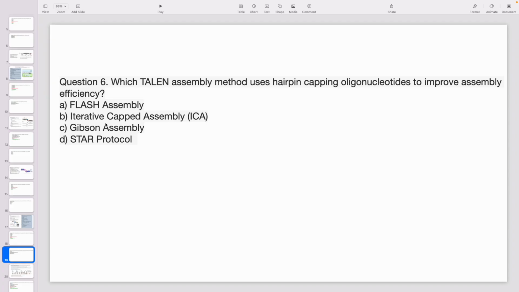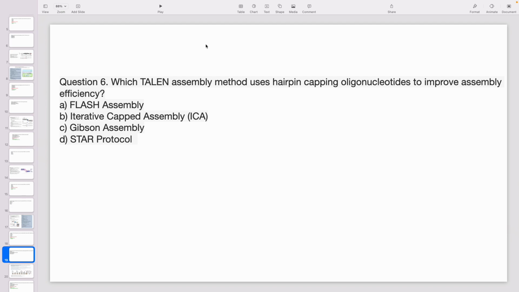So the correct option for this question is iterative capped assembly. So let's look into the concept. In this question, what is asked is: which TALEN assembly method uses hairpin capping oligonucleotides to improve assembly efficiency?